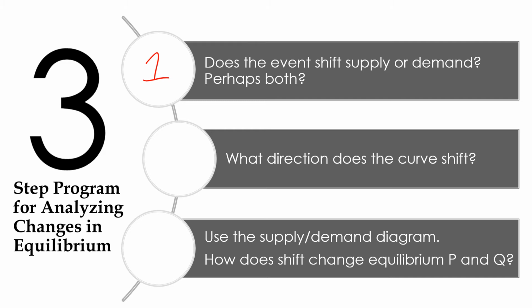Does this event shift supply or demand? Perhaps both. Second step, what direction does the curve shift? Is there a shift to the right? Is there a shift to the left? And then third, we have to use our new supply-demand diagram and try to analyze how this shift changes the equilibrium price and equilibrium quantity. Let's do some practice questions.